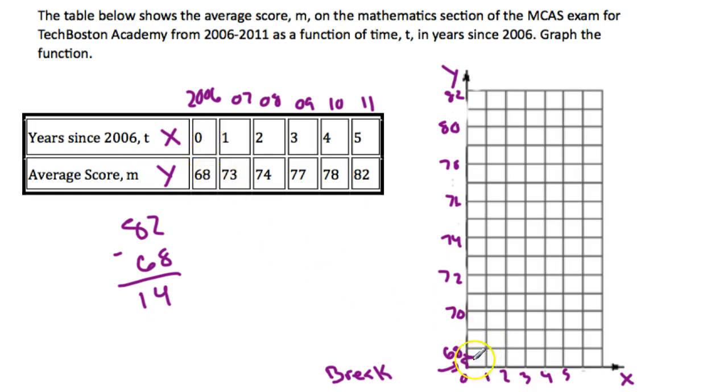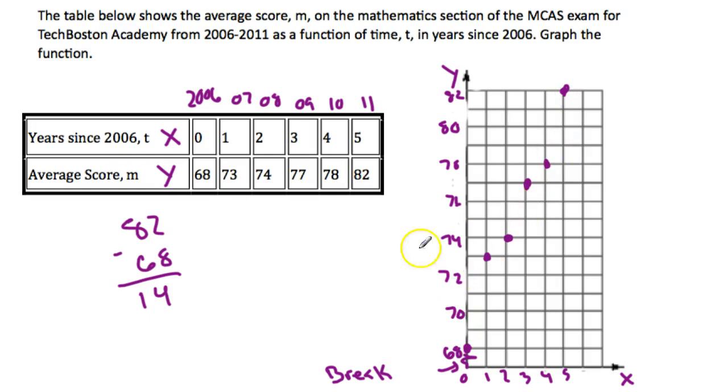0, 68. That's right there. 1, 73, that's right there. 2, 74. 3, 77. 4, 78 right there, and 5, 82. There's 5 all the way up to 82.